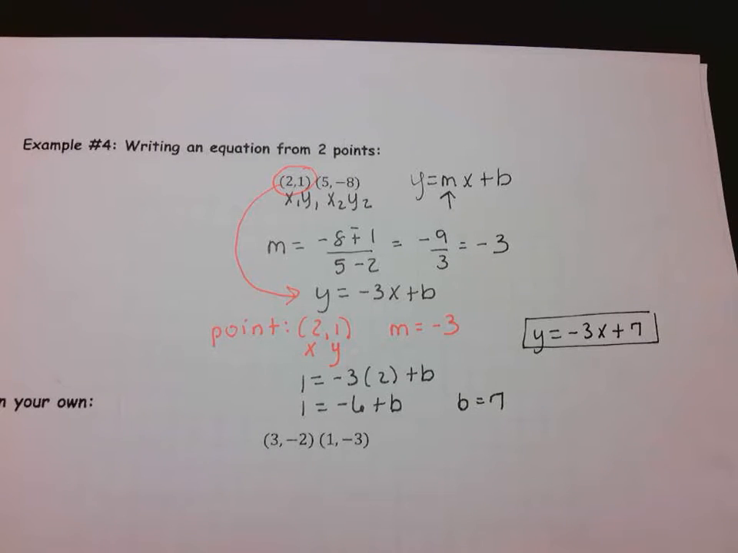So once again, to review and write down your steps: when you're given 2 points and you want to find the equation of a line, the first thing you have to do is find your slope. Then once you have your slope, you take either one of the points, plug it in to find b, and then you create your equation. If you need to rewind that and watch it again, please do so. And when you're ready, work out the on your own problem.